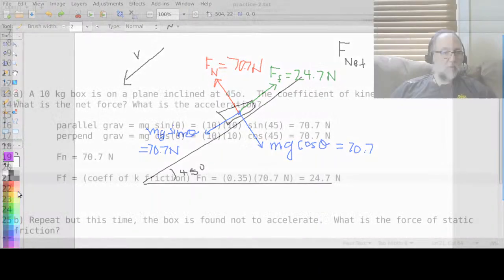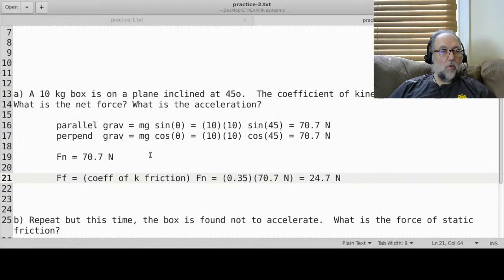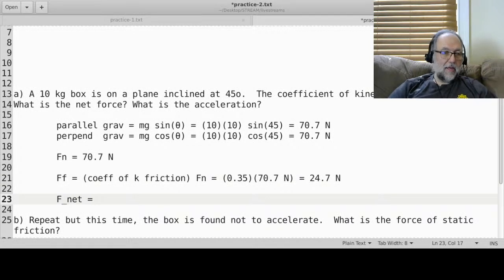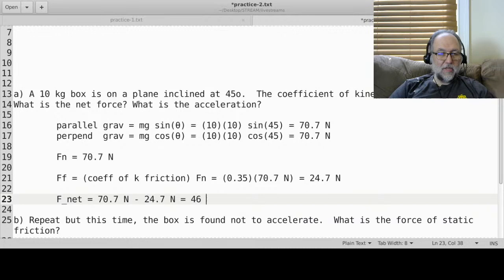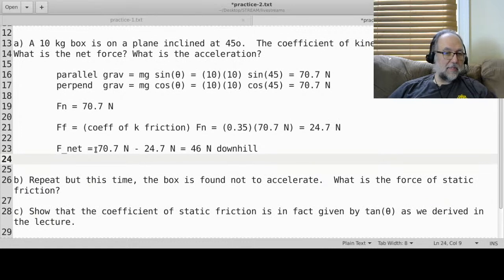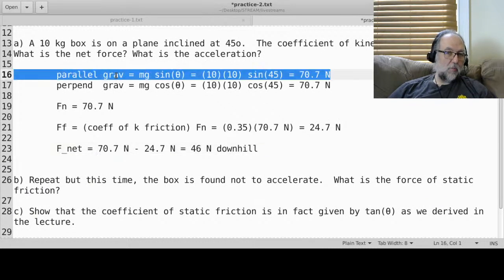So let me switch back. Over here, you can say that F, let me write it like that, is going to be the parallel component downhill, 70.7, minus the friction uphill, like that. And that's going to equal 46 newtons. And I guess you could even say downhill, because it's this one that wins. It's the gravity downhill that wins.